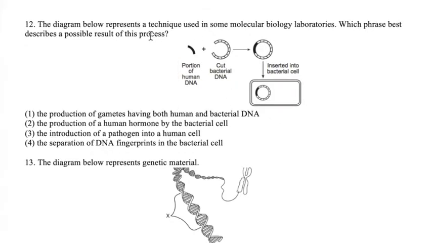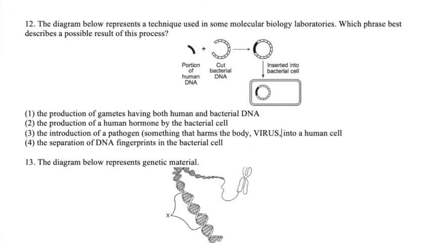So, which phrase best describes it? We're looking for an answer choice that matches genetic engineering. 3 says, the introduction of a pathogen into a human cell. What's a pathogen? It's something that harms the body, like a virus or a bacteria. So obviously, this is not genetic engineering, right? So we can just cross this one out. 4, the separation of DNA fingerprints in the bacterial cell. This one is very incorrect. This has nothing to do with fingerprints.